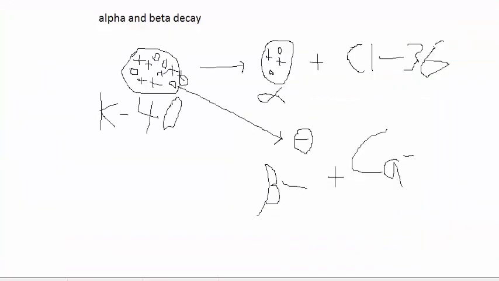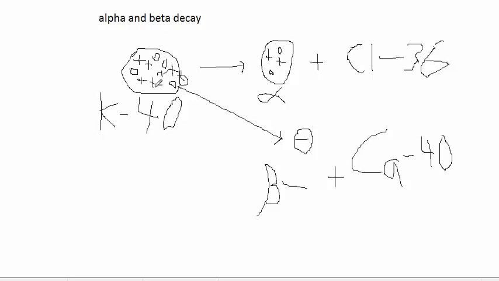And let's think about its mass number. The potassium-40 lost 1 neutron, but it gained a proton. So overall, the number of nucleons is unchanged. And we make calcium-40.